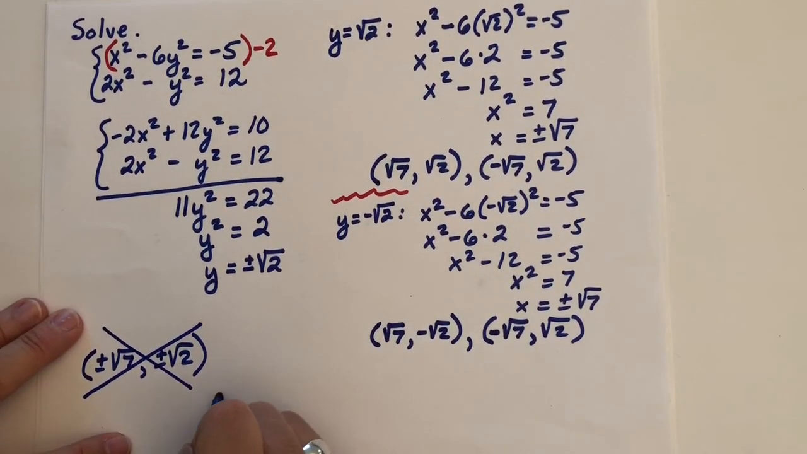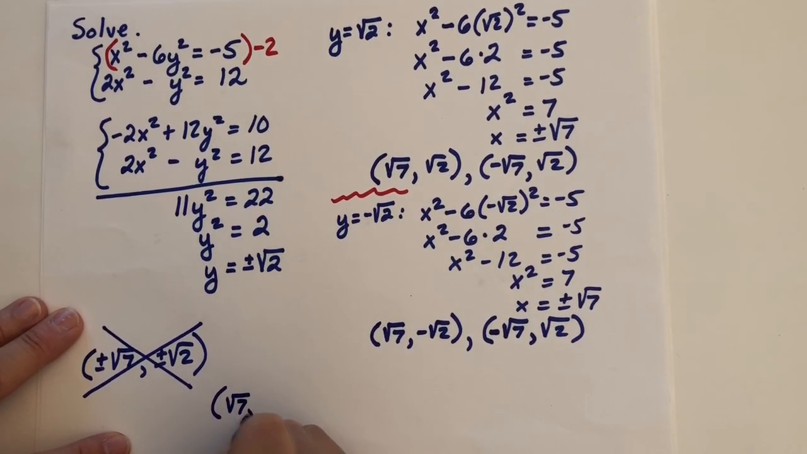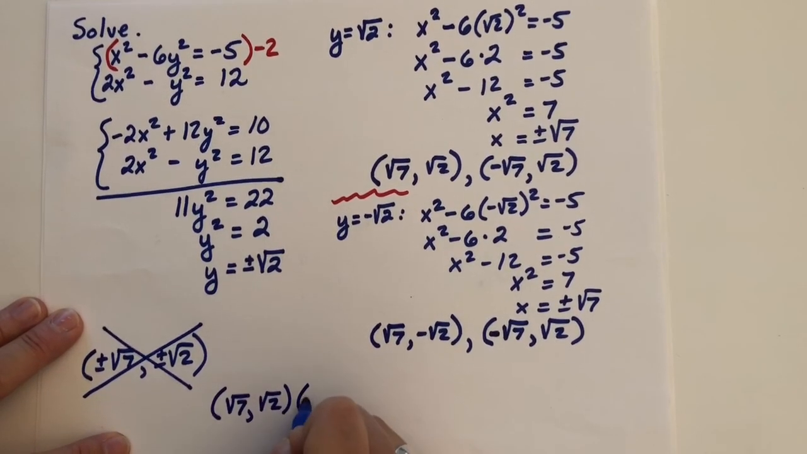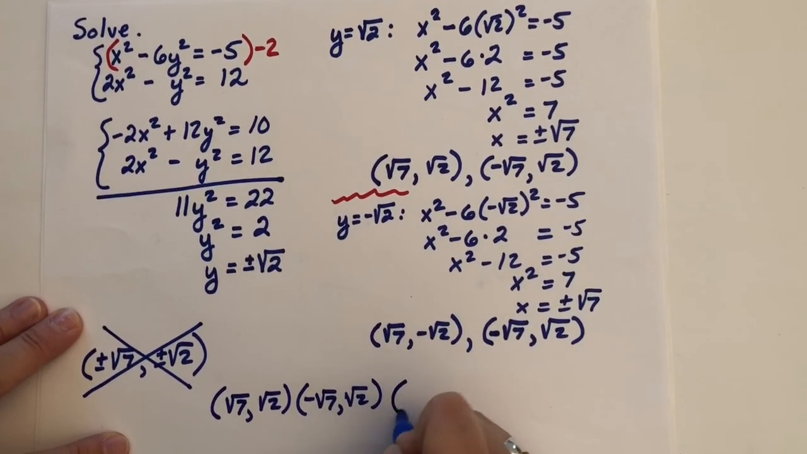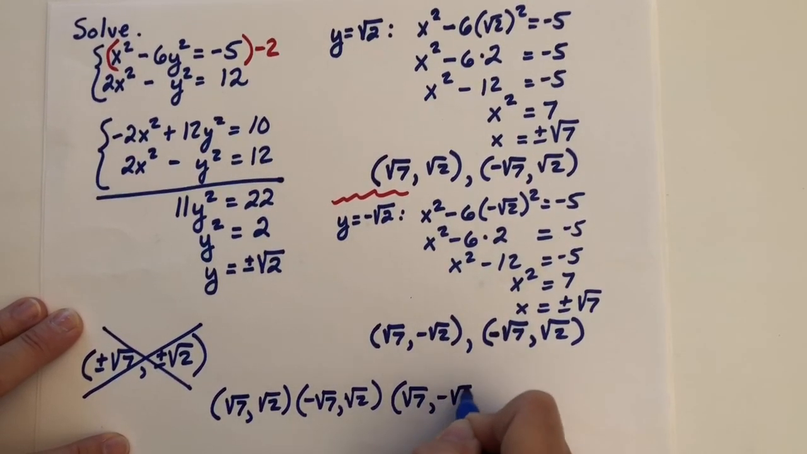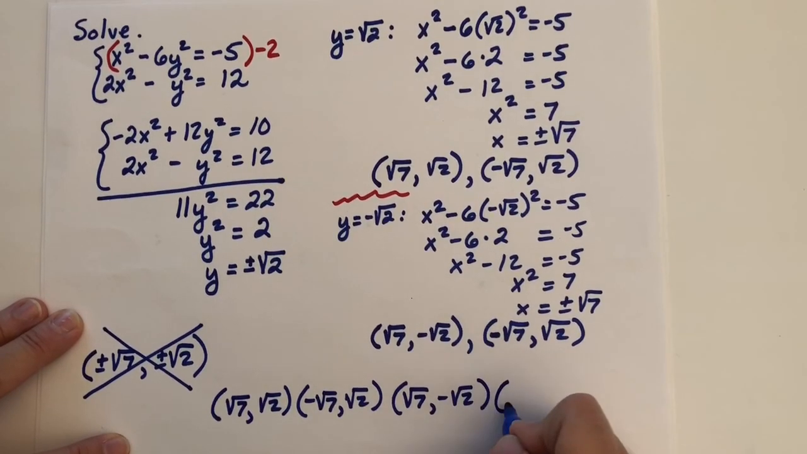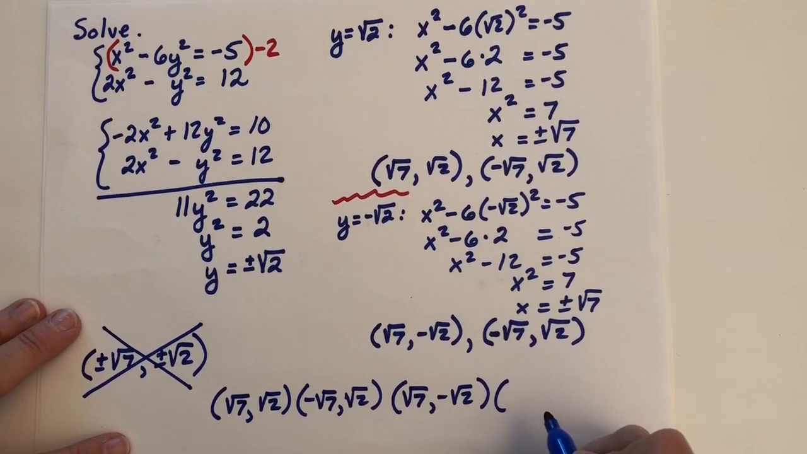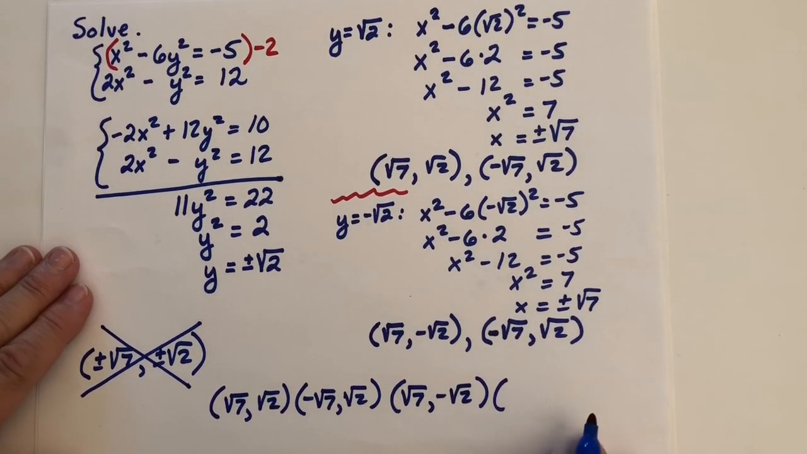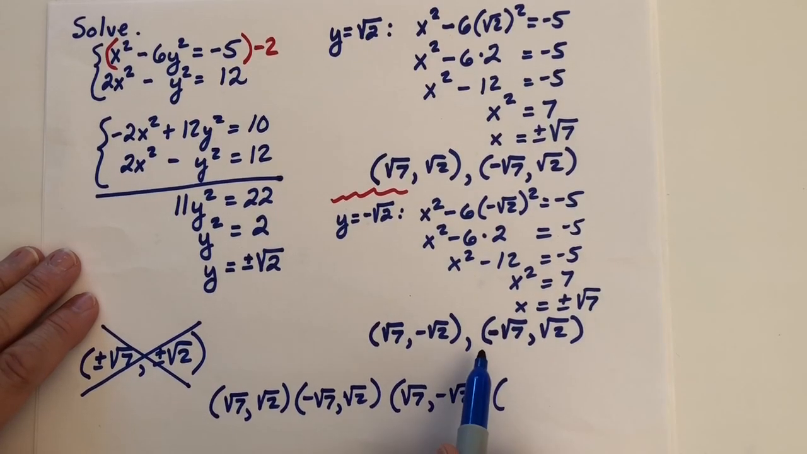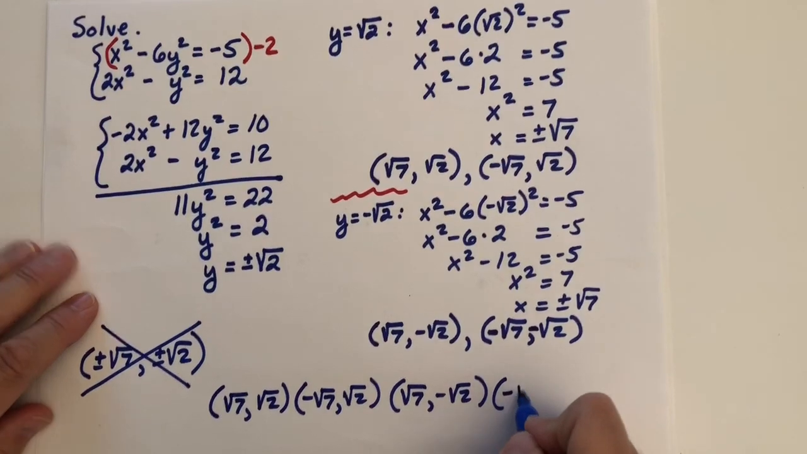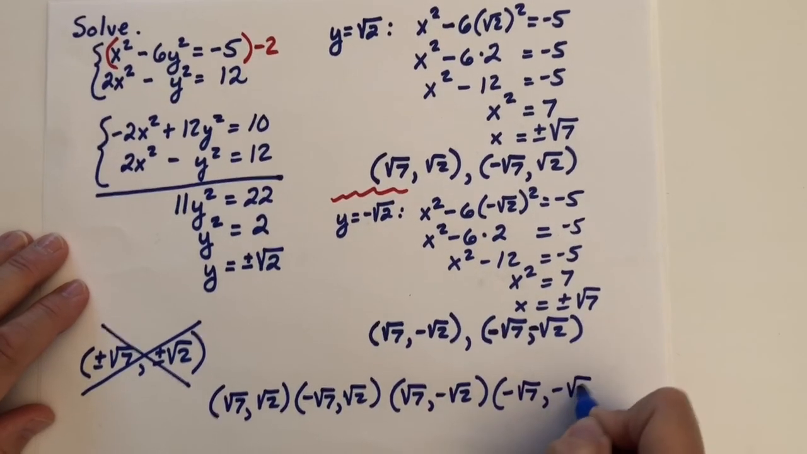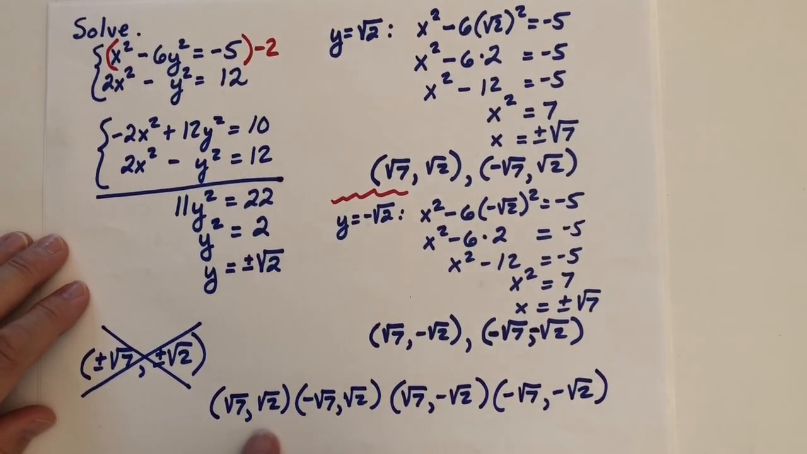Let's write them. It's square root of 7, square root of 2, negative square root of 7, square root of 2, square root of 7, negative square root of 2, and I've lost one, haven't I? Oh, on this one, there should be a negative. Negative square root of 7, negative square root of 2. And then it's very clear what the solutions are for this particular system.